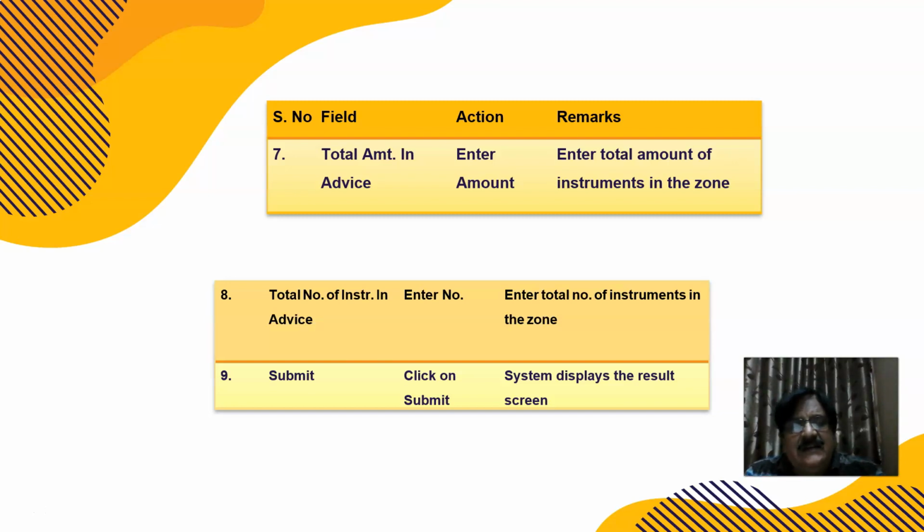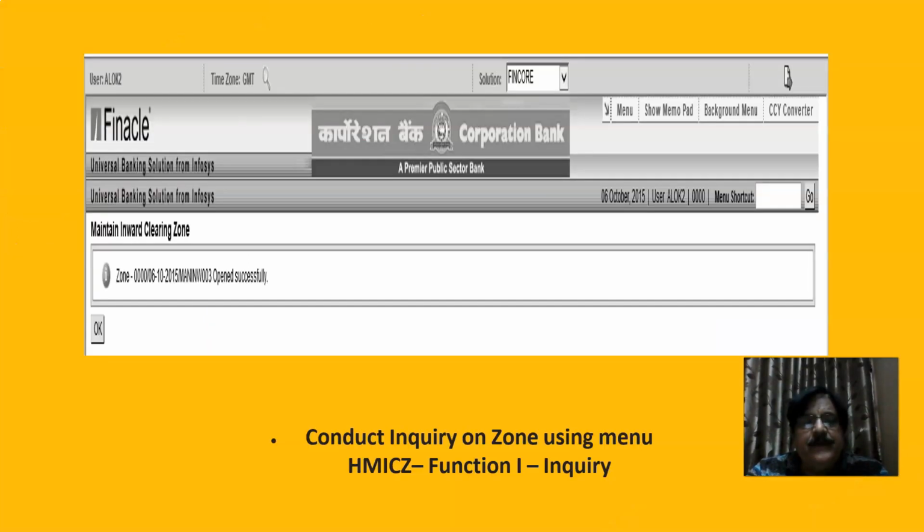So here you can see total number of instruments. Enter the total number of instruments in the zone, and then finally click on submit. That has to be done very properly. If you make any mistake here, there may be a problem at the end, right? Then you get the message that the zone has been opened successfully, right?